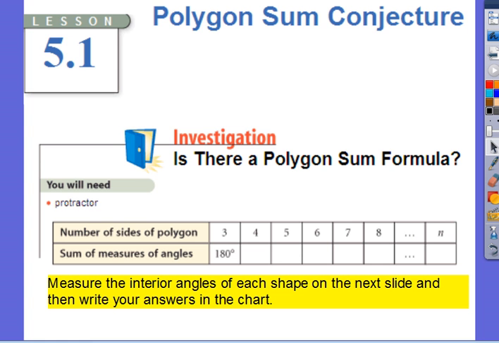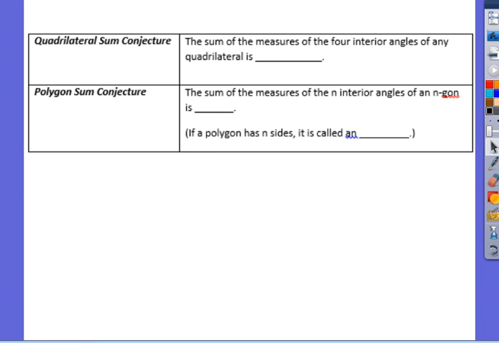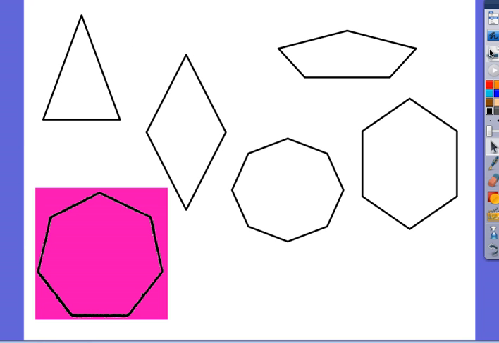Now write 5.1, polygon sum conjecture. Please write this into your notes. What we're looking for is whether there is a polygon sum formula. We will investigate this in class with the charts that you see right in front of you. These are different polygons. A polygon is just a figure with 3 or more sides.